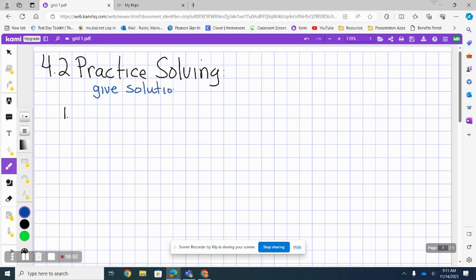So here's what we're gonna do. Yes. We're gonna give the solutions to the system or for the system. The system just means the two equations, okay? All system means is the two equations that it gives you.